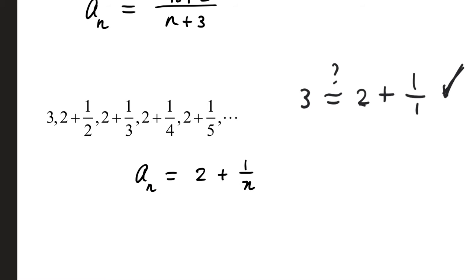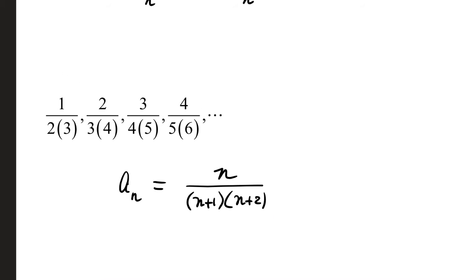Starting with a sub 1, that would be 3 as our first term. A sub 2, 2 plus 1 half, that is our second term. A sub 3, 2 plus 1 third, that's our third term. So we have the right nth term written down.